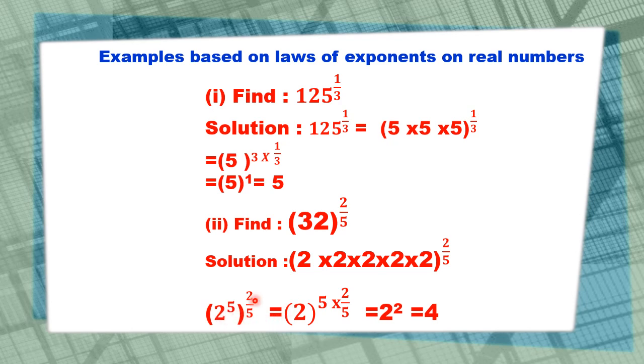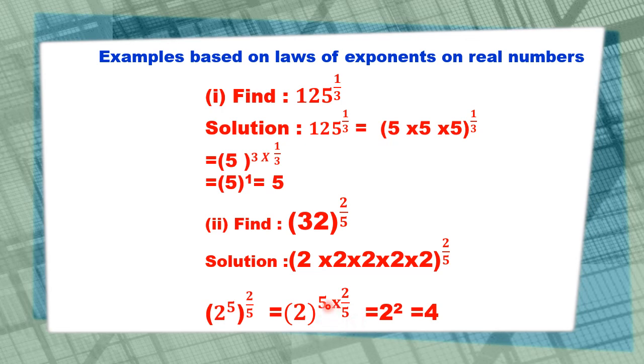2 raised to 5 into 2 upon 5 is equal to, now here, which law are we using? Can you recall? (a^m)^n is equal to a^(mn). So we are removing this power outside the bracket and it will come outside. So we get 5 into 2 upon 5. Once again, (a^m)^n is equal to a^(mn).